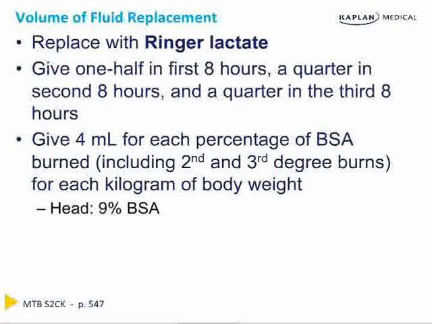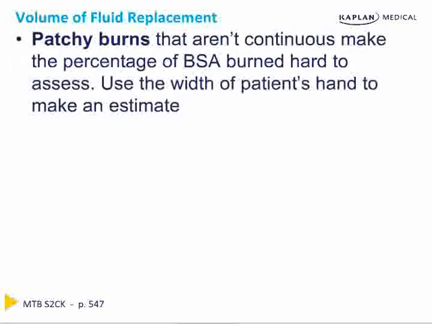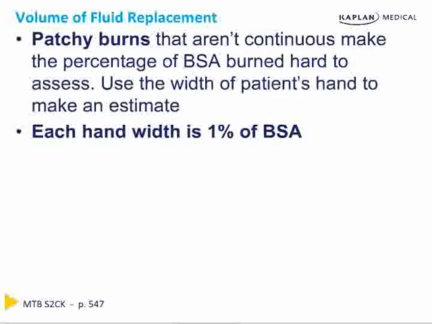Remember, the head is worth 9%, the arms are 9% each, the legs are 18% each, and the chest or back are 18% each. Patients sometimes have patchy burns that aren't continuous. To assess the percentage of body surface area burned, what you should do is use the width of a patient's hand to make the estimate.